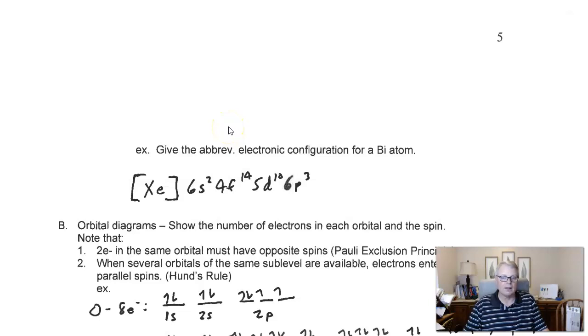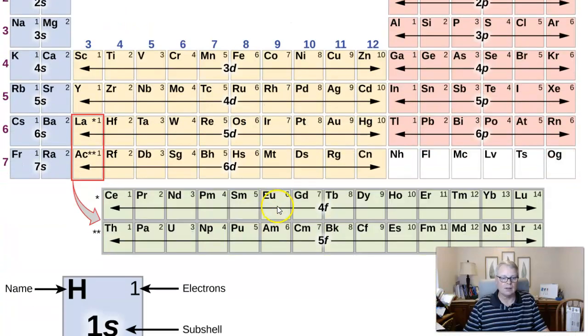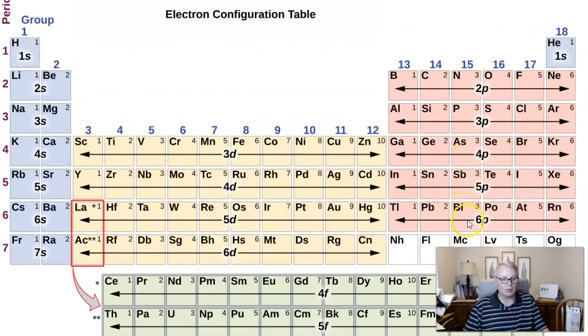Okay? So, that being said, give me the abbreviated electron configuration for a bismuth atom. Okay, well, bismuth is way down here in the periodic table. All right? So if we want the abbreviated one, we can write the whole thing out and then abbreviate it, or we can actually just use the periodic table. So the last noble gas that I get to before I get to bismuth is what? Xenon? Okay, so we're going to put xenon in brackets, and that's going to take care of the first 54 electrons.